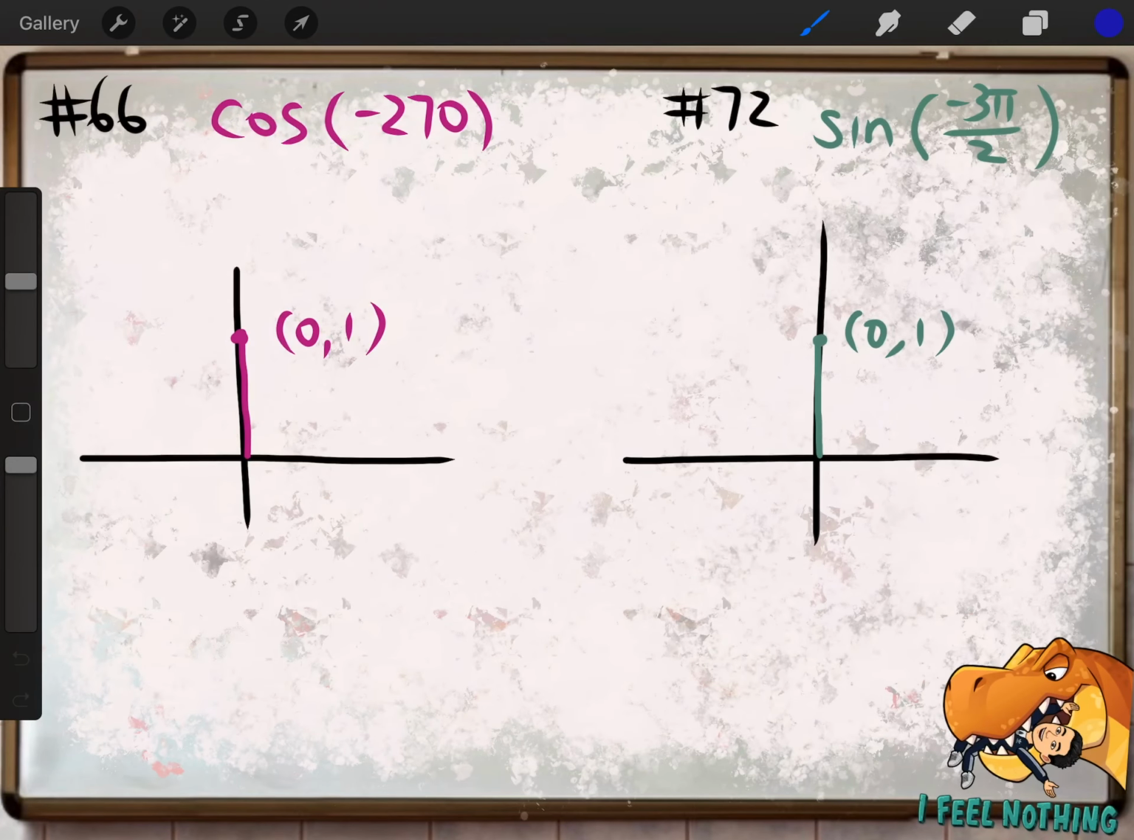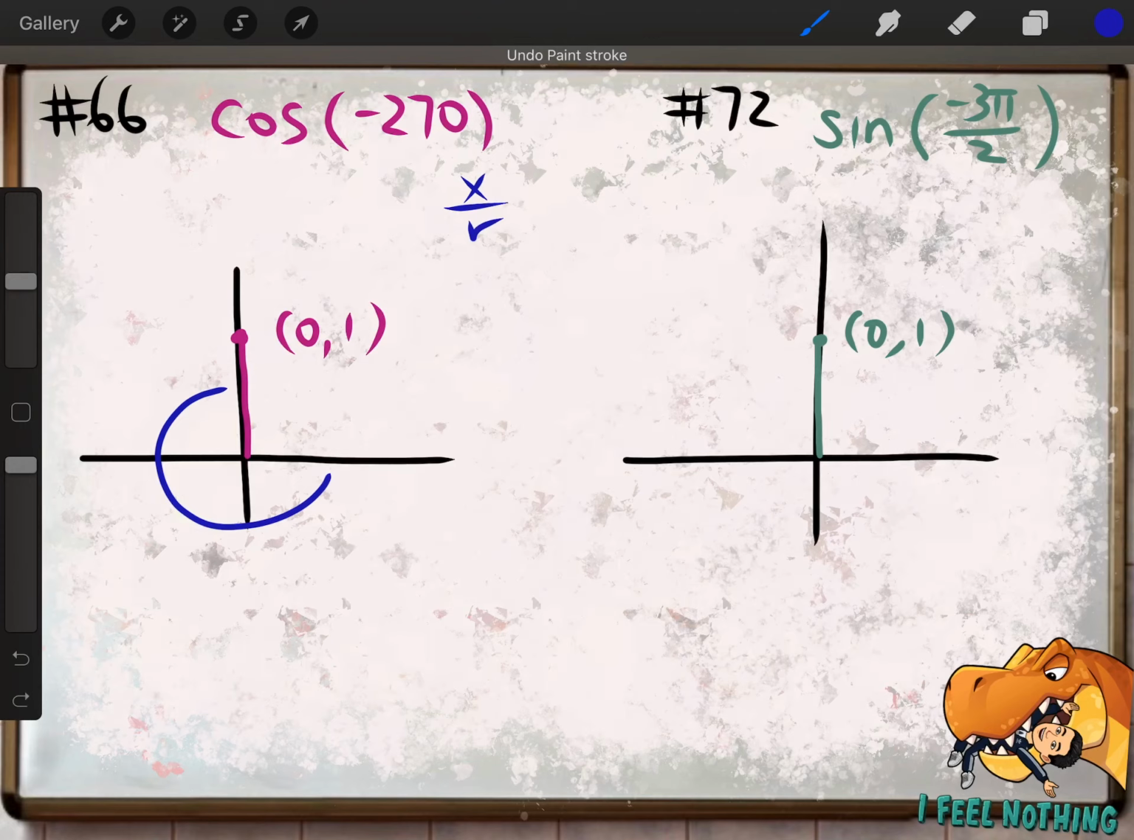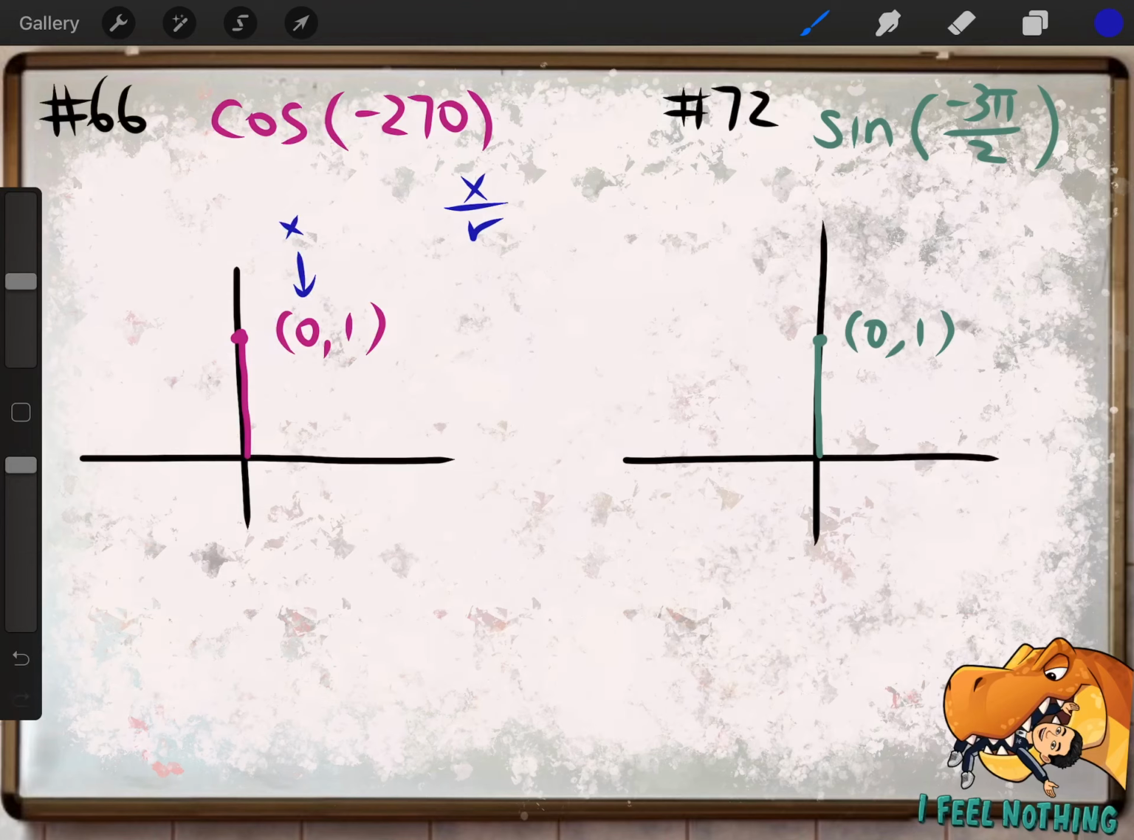All right, so cosine is going to be x over r, and for negative 270, you have to go all the way to the positive y-axis. So you're going to label it as 0 comma 1. We know that x is 0, r is going to be 1. So in this case, x over r is 0 over 1, so it's going to be 0.